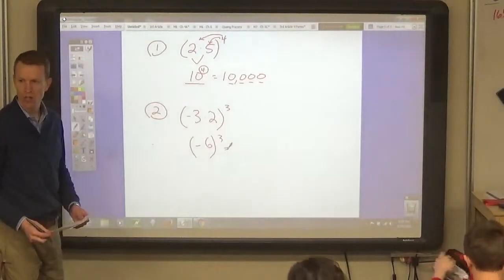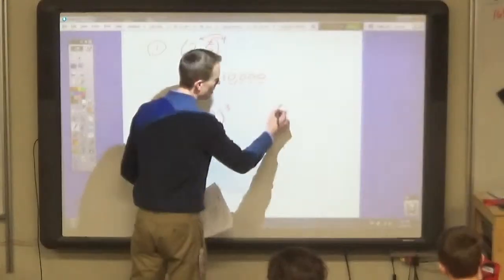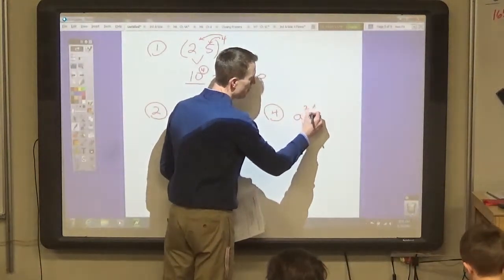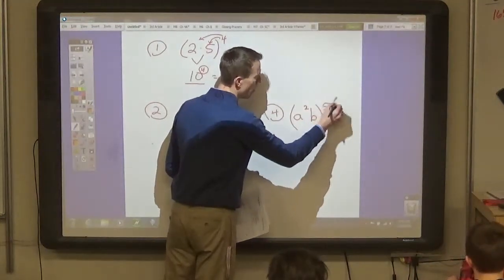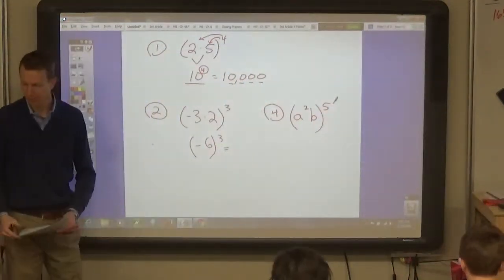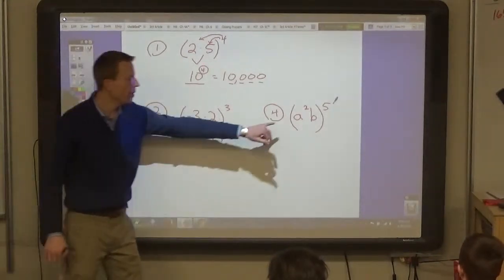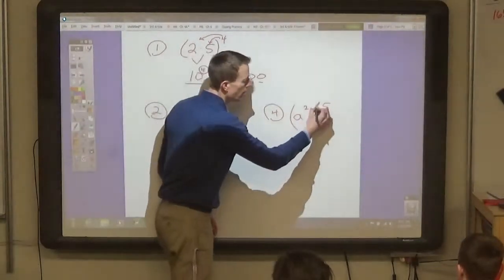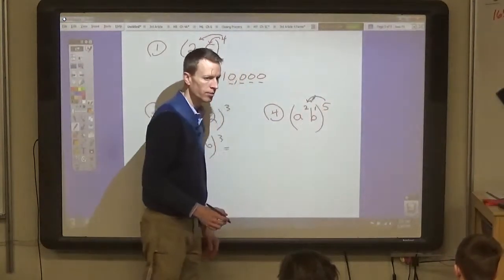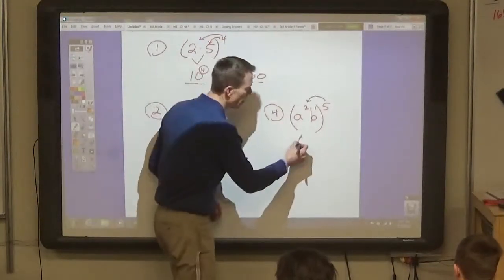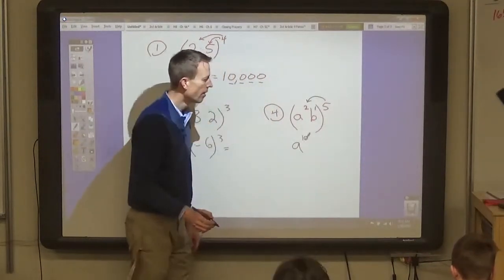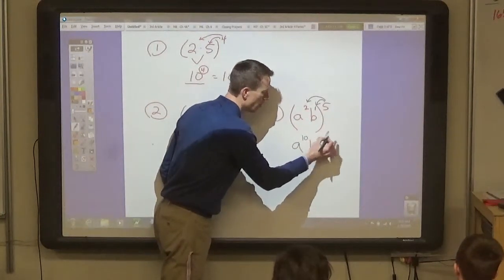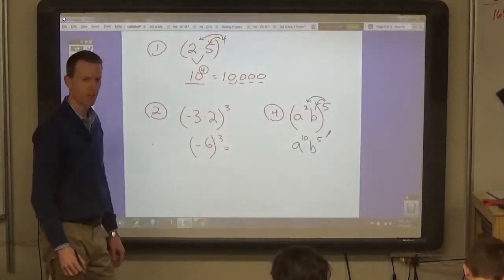Number 4. You want to do number 4? Yes. Okay, one more. Number 4. A squared times b to the 5th power. Now, what's the power of b then? Since there's no number there, we know that it's 1. So then 5 times 2 to get the a exponent, a to the 10th. And 5 times 1 gives you the b exponent. To the 5th.